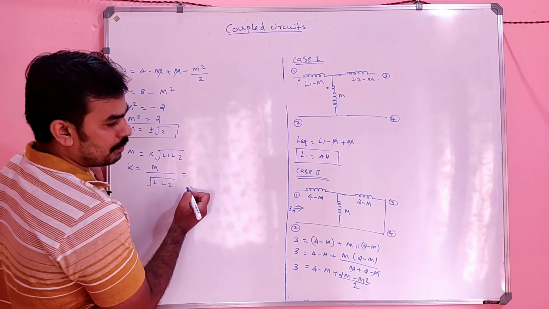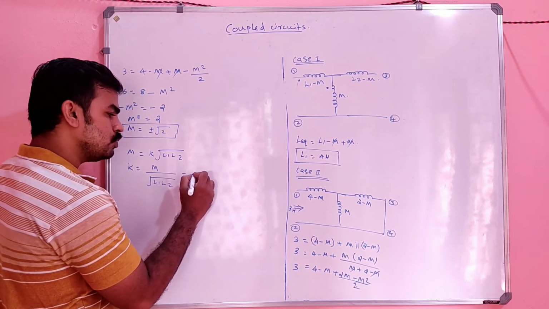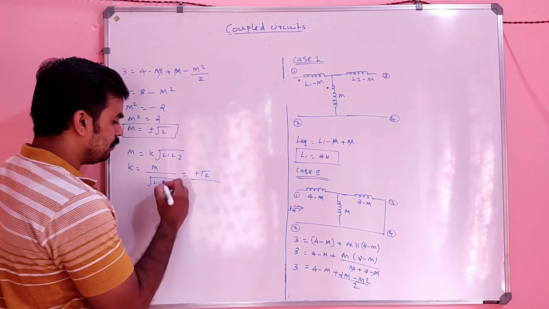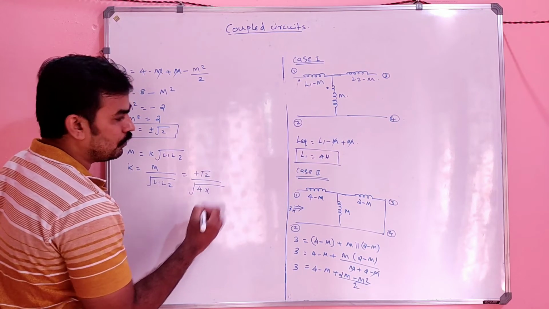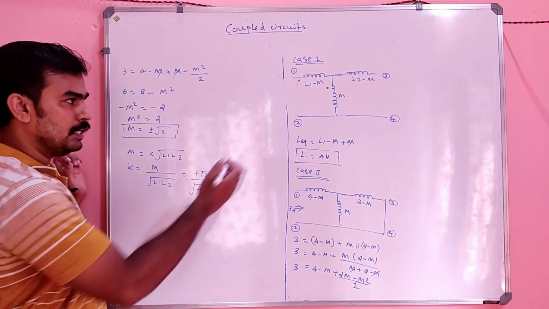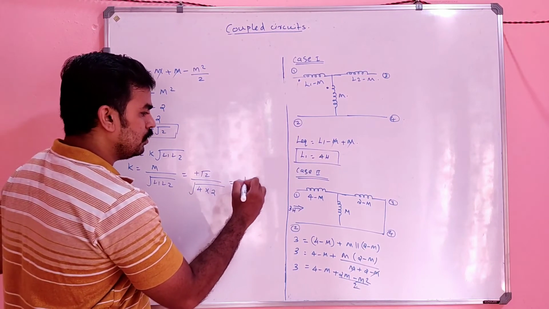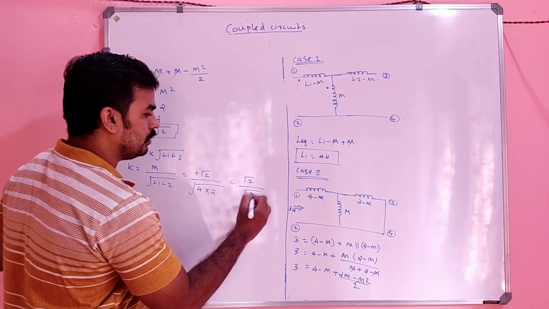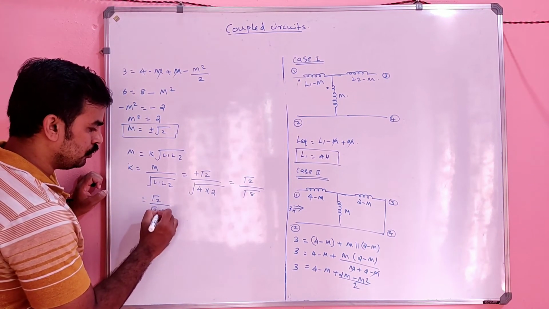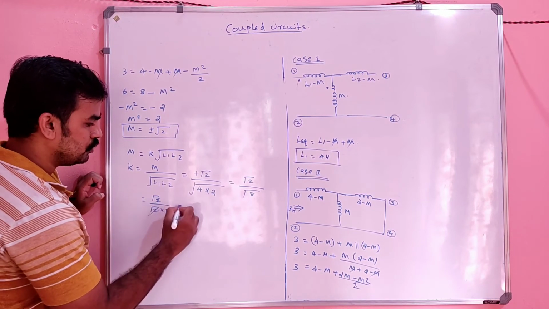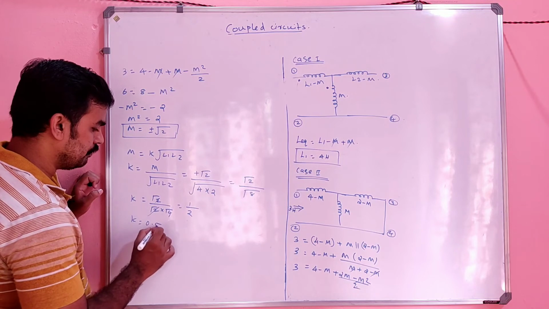So it will be equal to M. What is M here? You got plus or minus root 2, right? So I took plus root 2 divided by root of L1. What is L1 here? 4 Henry, right? So 4 into, what is L2 here? L2 is already given in the question, that's 2 Henry. So it will become root 2 divided by root 8, or simply root 2 divided by root 2 into root 4. So it will be 1 by 2. So simply k equal to 0.5.